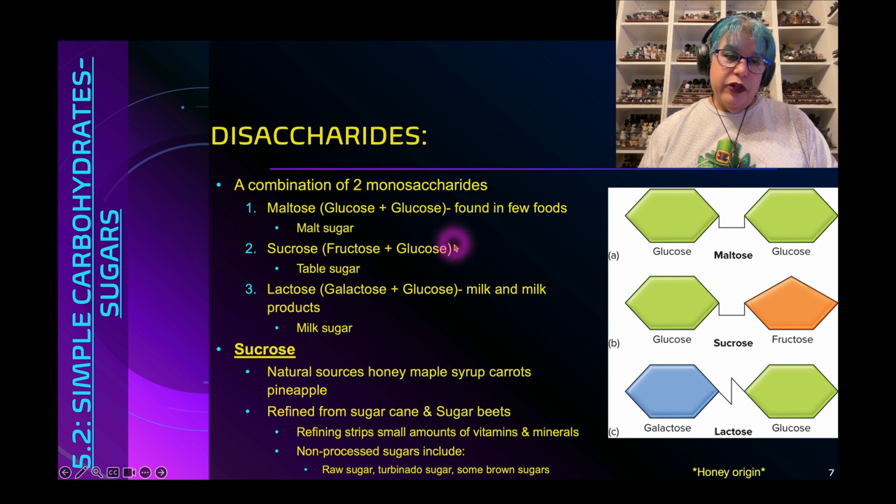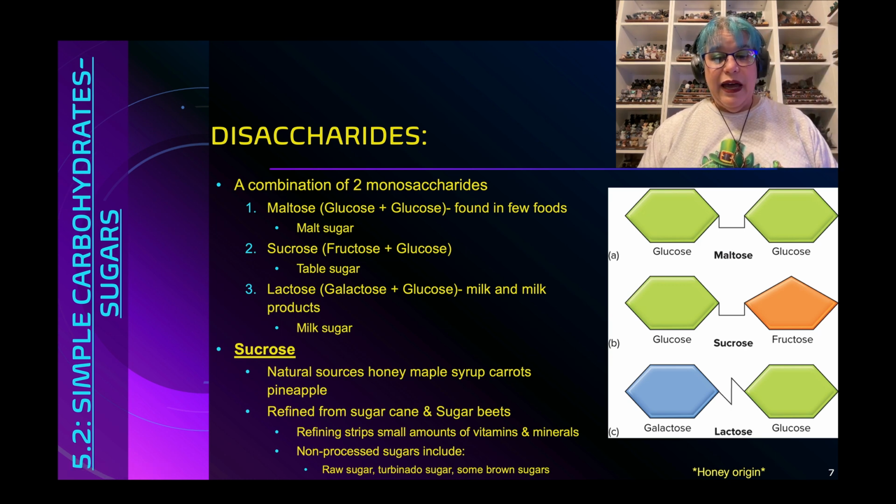Sucrose we're more familiar with because this is table sugar. This is the one that when you're at a restaurant you put in your tea. This is the one that we put on our cereal. Lactose is found in milk and milk products, of course, and it is milk sugar. It is a specific type of sugar that we find in milk products. Sucrose is the one, like I said, that is kind of the one we think of most as sugar.